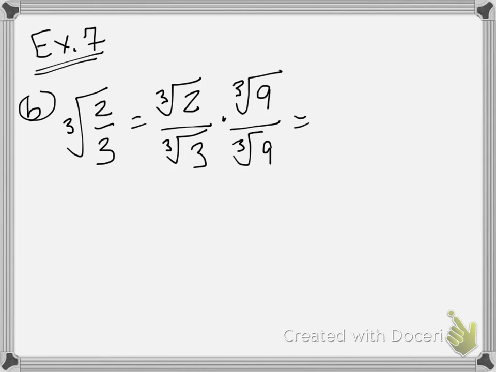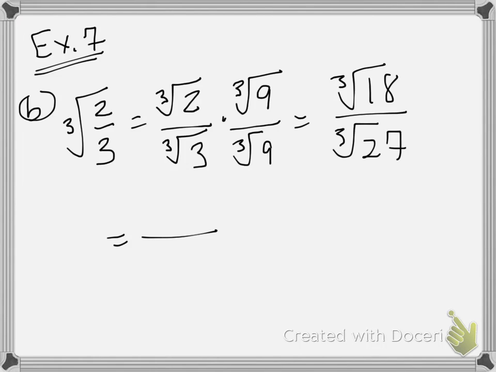let's see, on the top we have the cube root of 18, which we don't care about too much. But on the bottom, 3 times 9 gives us 27. We have the cube root of 27, which we know is 3. So we have the cube root of 18 on top over 3.